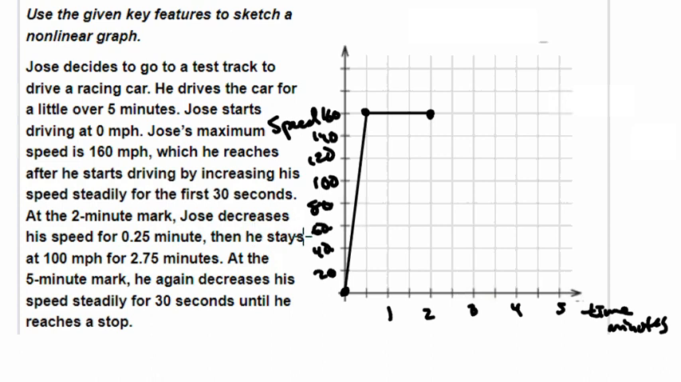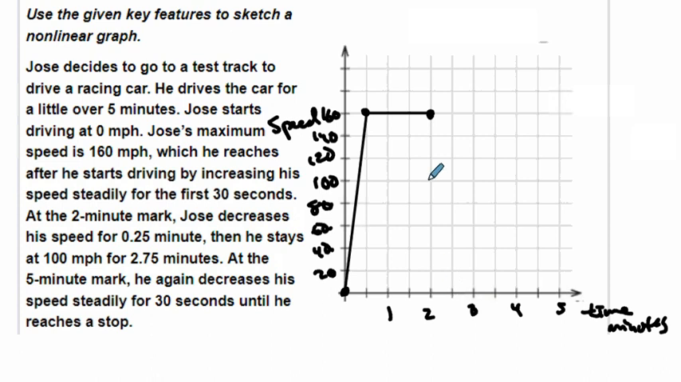Then he stays at 100 miles an hour. So 0.25 minutes is 15 seconds, a quarter of a minute. If you divide a minute into four sections, it's 60 seconds. Divide 60 by four, it's 15 seconds. So 0.25 is one quarter, and after this, in 15 seconds, he gets down to 100 miles an hour. That's what that means.